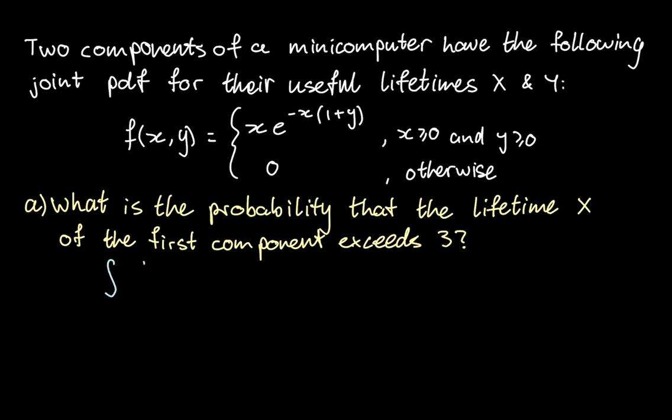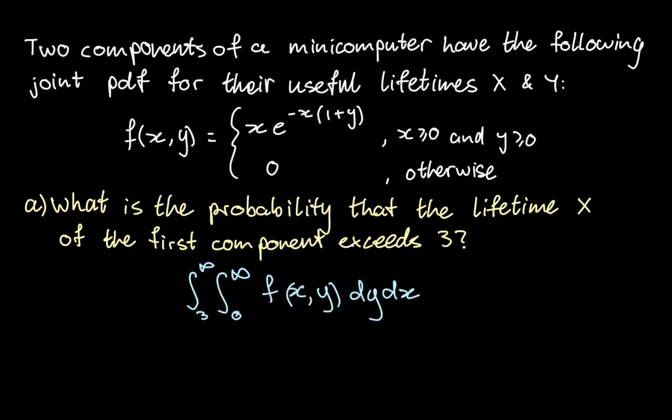Okay, so the first integral is going to deal with y, so I can take y into account over all its values from 0 to infinity. I'm integrating over this joint probability function, and I'm integrating that in terms of y first. Now I integrate in terms of x, and I go x from 3 to infinity. Okay, and this is the probability that x is greater than 3. Okay, so now I need to solve this.